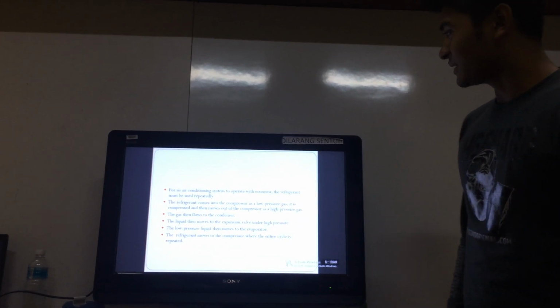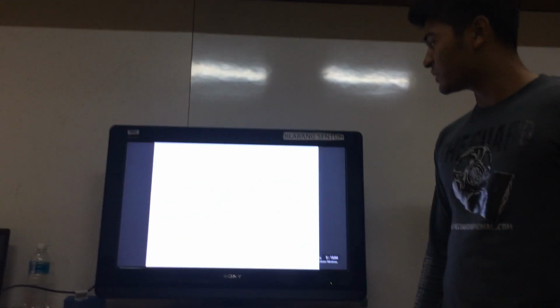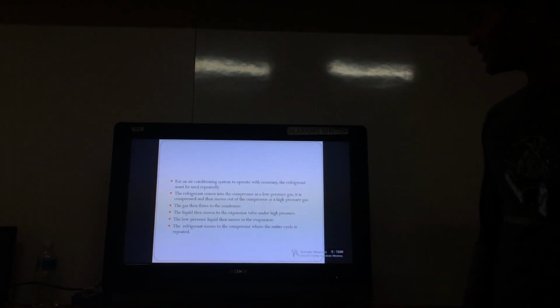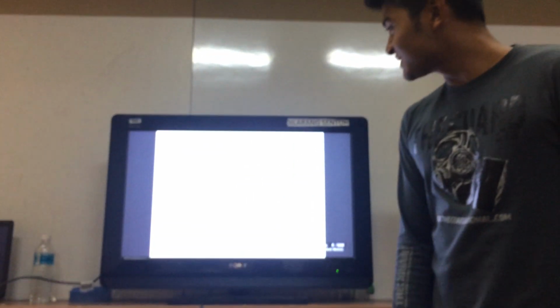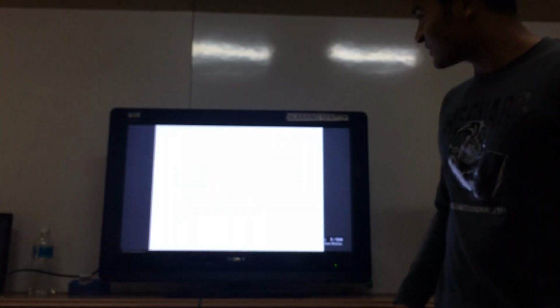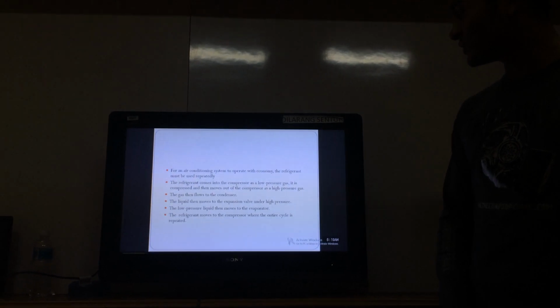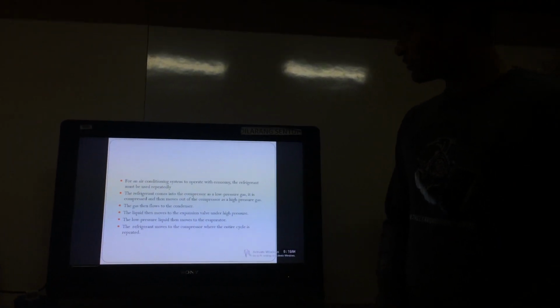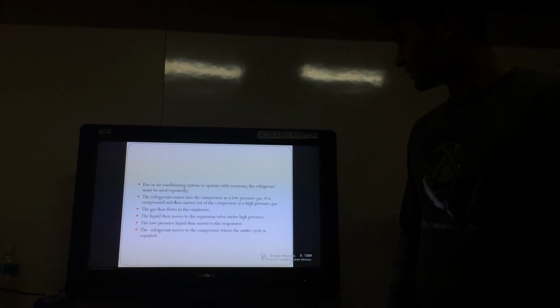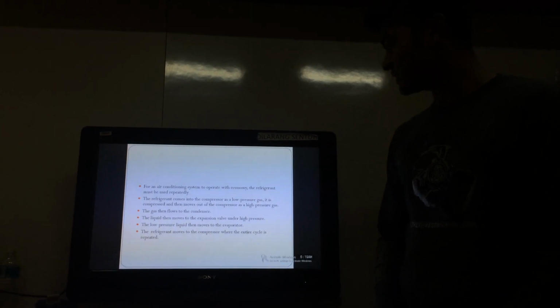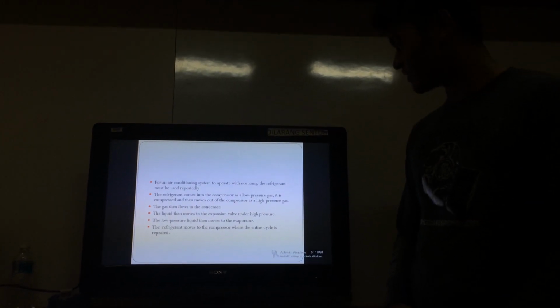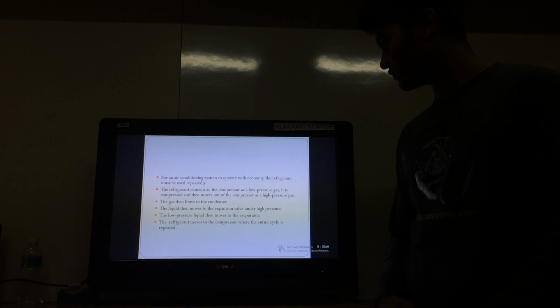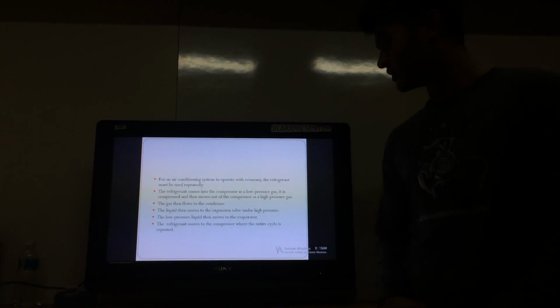Next, for an air conditioning system to operate economically, the refrigerant must be recycled. The refrigerant comes into the compressor as a low pressure gas. It is compressed and then moved out of the compressor as a high pressure gas. The gas then flows to the condenser. Then the liquid moves to the expansion valve under high pressure. The low pressure liquid then moves to the evaporator, and then the refrigerant moves to the compressor where the entire cycle is repeated.